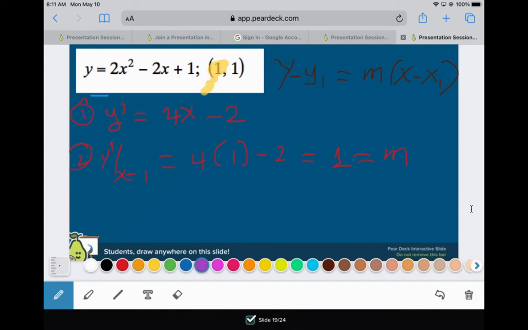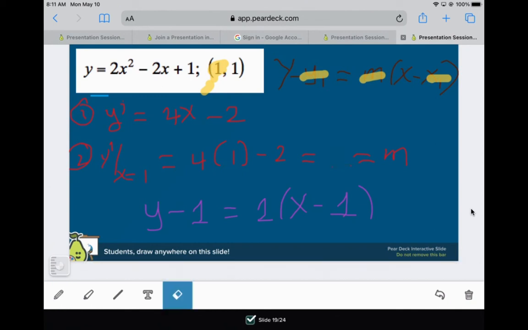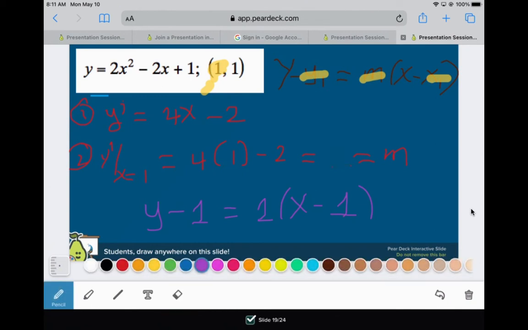And then step 3, I just plug it in, right? So look in here, these are the points that I want to plug in: y1, x1, and the slope. So y minus y1, which is 1. The slope is 1, x minus 1. So you can stop right there. I'm sorry, it's 3. I said it is 2, yes.